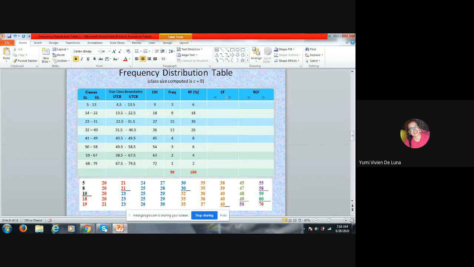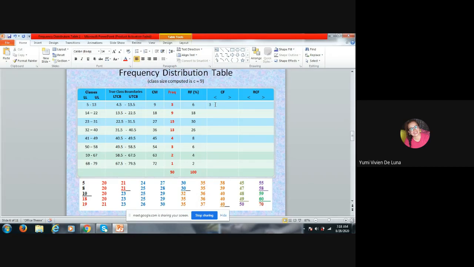Ang cumulative frequency po, magbe-base tayo ng value natin dito sa frequency. So I will highlight this para matandaan natin. Okay, let's start with the less than CF. So sa less than CF, all you have to do, class, is copy the first value of your frequency, that's 3.